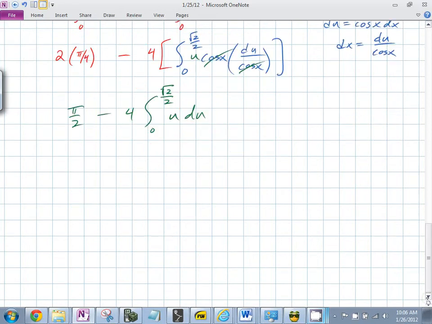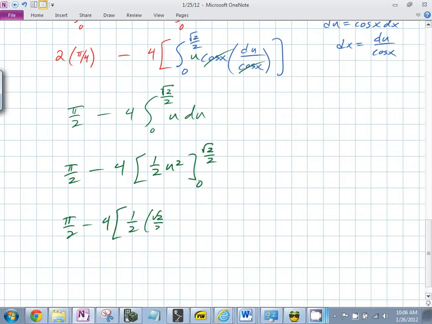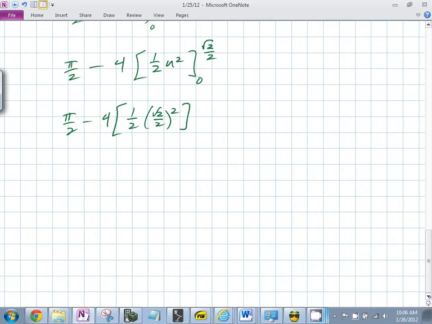You end up with pi over 2 minus 4 times, what's the integral of u? 1/2 u squared from 0 to root 2 over 2. When you plug in 0, what do you get? 0. So you get pi over 2 minus 4 times 1/2 root 2 over 2 squared. What's root 2 over 2 squared?